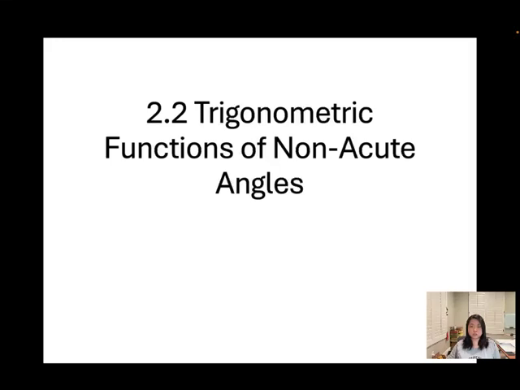Section 2.2 Trigonometric functions of non-acute angles.